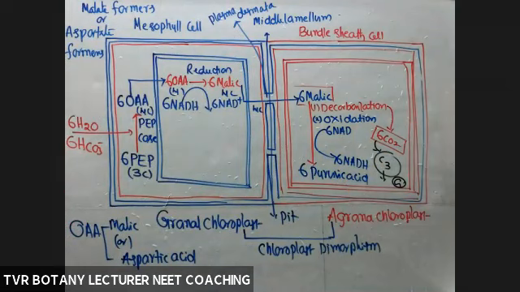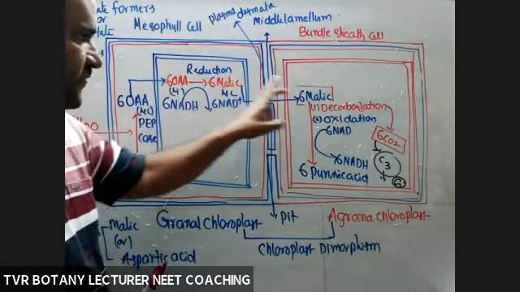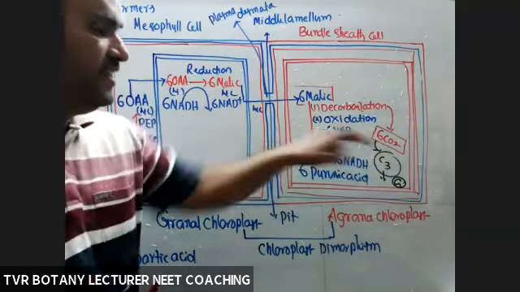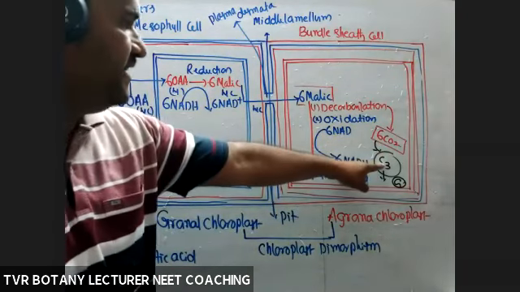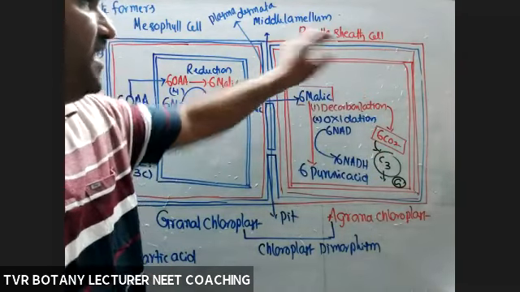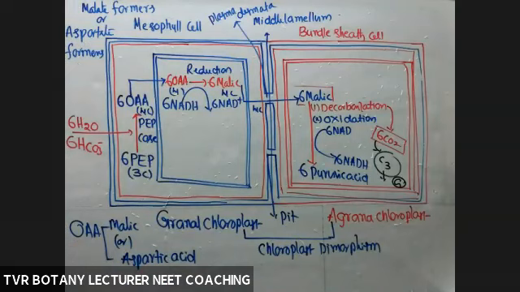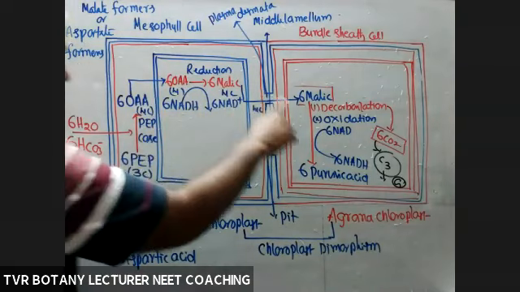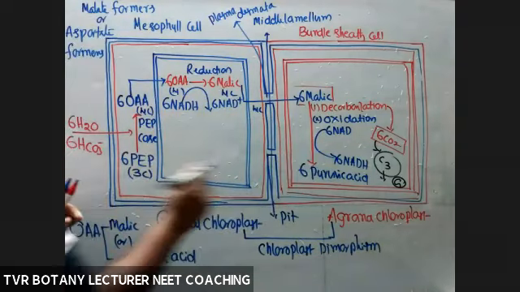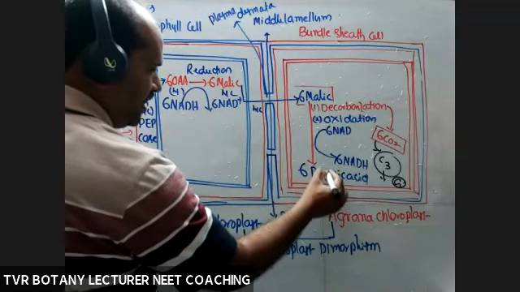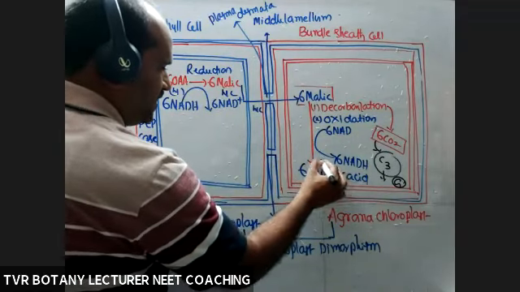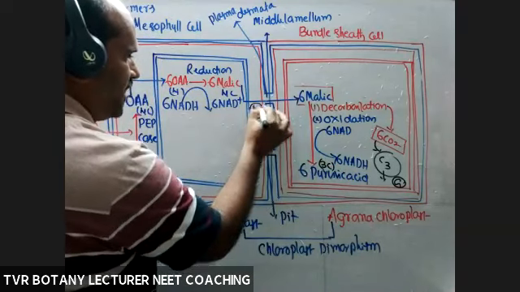Okay, right? So what is the purpose of a C4 cycle? Supplying CO2 to the C3 cycle. The C3 cycle is taking place within the stroma of bundle sheath cells, right? Next, the C4 cycle is not completed. Next, this is a 3-carbon compound. Pyruvic acid is a 3-carbon compound. This one is a 4-carbon compound.